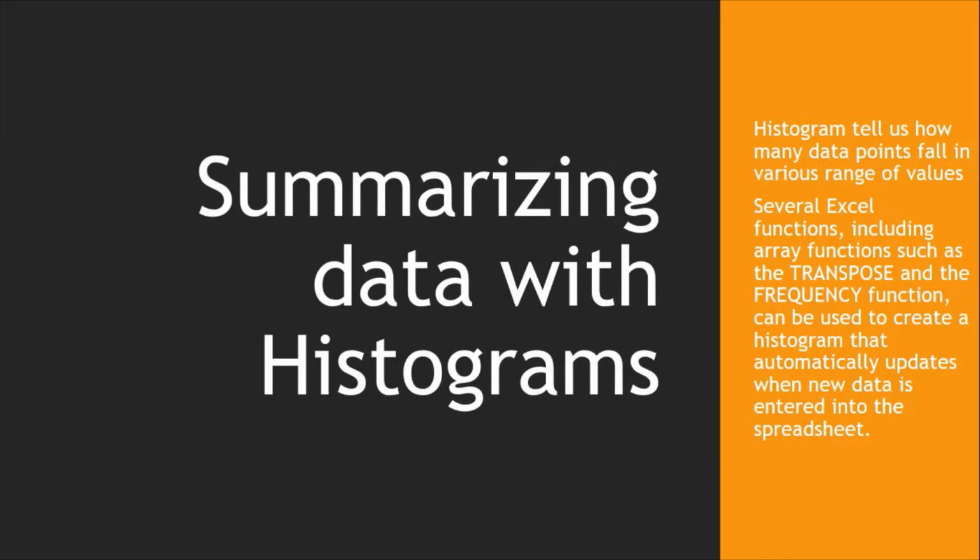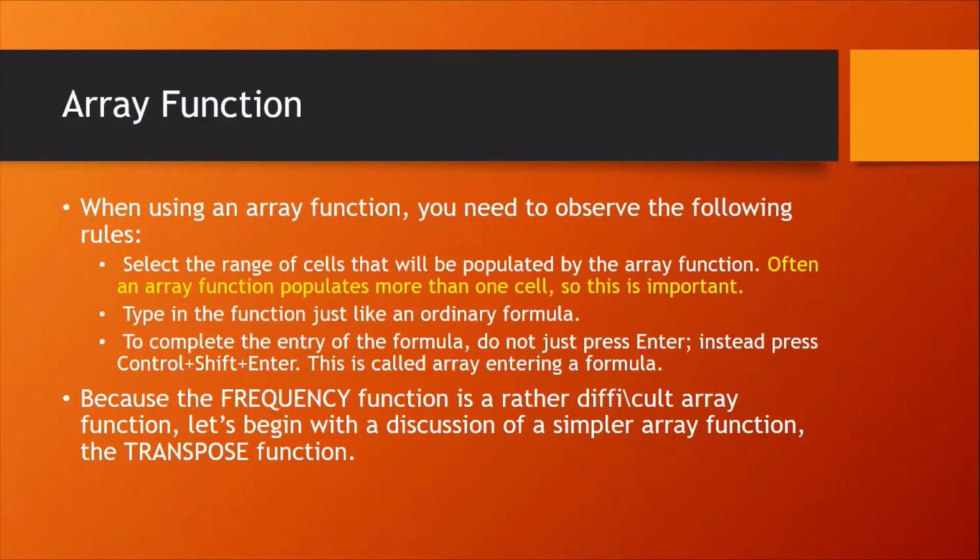First of all, we'll talk about summarizing data with histograms. Histograms tell us how many data points fall in various ranges of values. Several Excel functions, including array functions such as the transpose and frequency functions, can be used to create a histogram that automatically updates when new data is entered into a spreadsheet. So before going into how we can make a histogram, we'll talk about array functions.